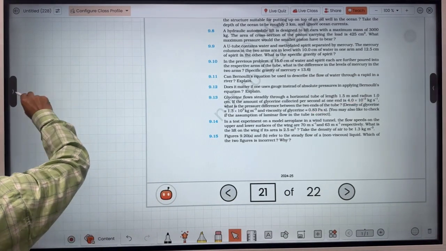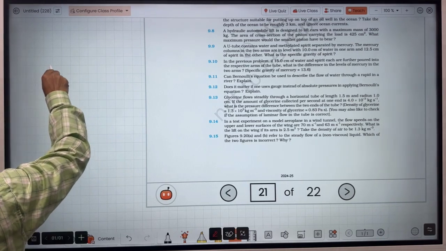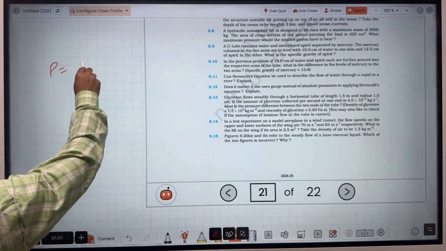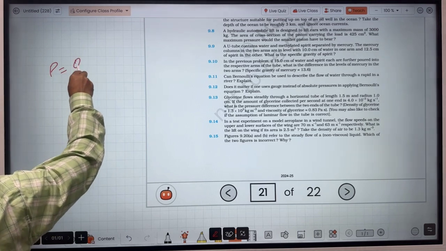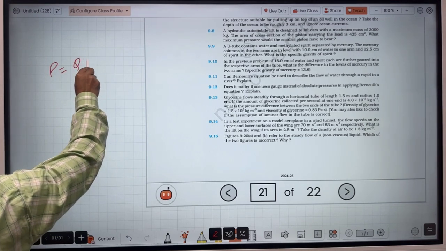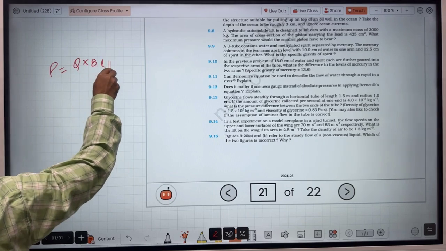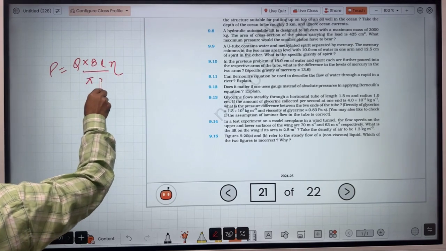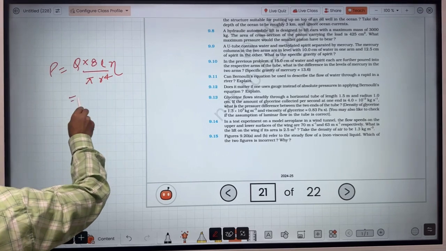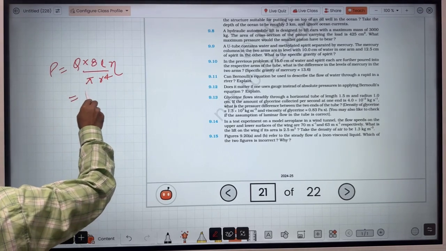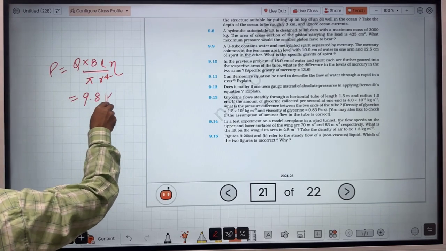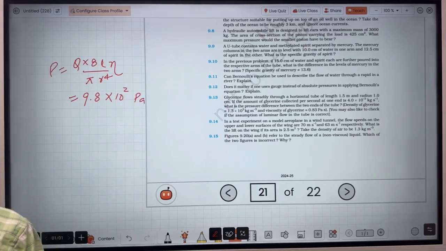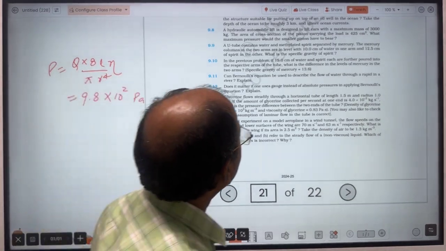And after evaluation, what do we get? So P will be equal to, if you rearrange the formula, 8 times L times eta divided by pi r power 4, and then after putting the values, your answer will be 9.8 times 10 to the power 2. Pressure is in Pascal. Is it okay?